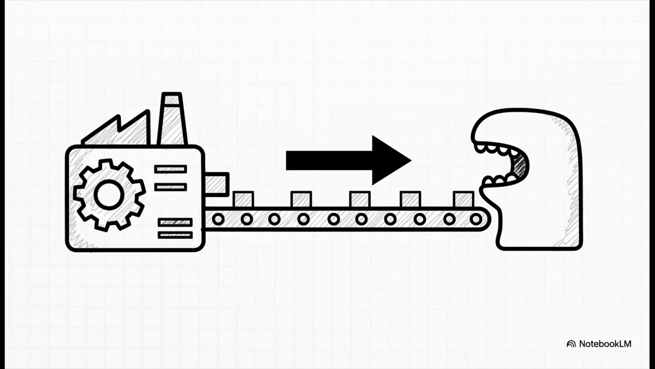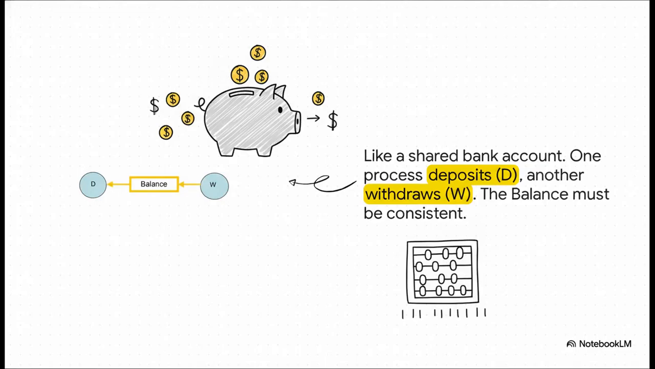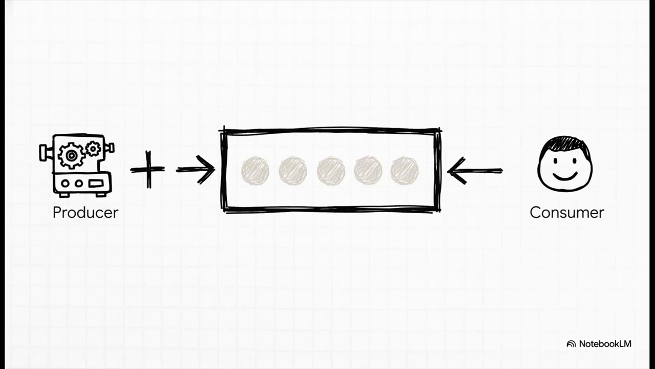Let's meet our two main characters. We have the producer, a process that creates some data, and the consumer, a process that uses that data. A perfect real-world example is a web server. It produces a web page for your browser, which is the consumer. Simple as that. An even simpler way to wrap your head around this is to think of a shared bank account. You've got one process that only makes deposits and another process that only makes withdrawals. Now, the single most important rule here, the one rule you can't break, is that the final balance must always be correct and consistent.